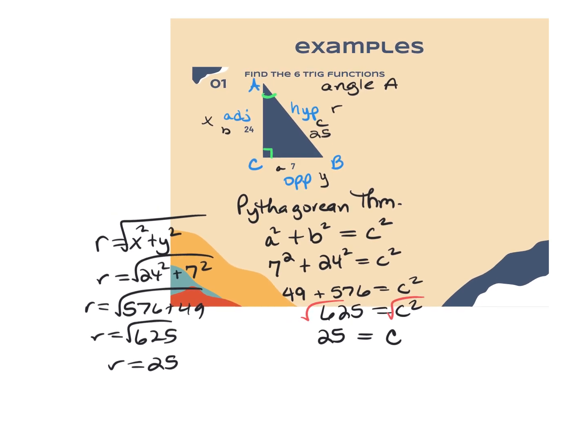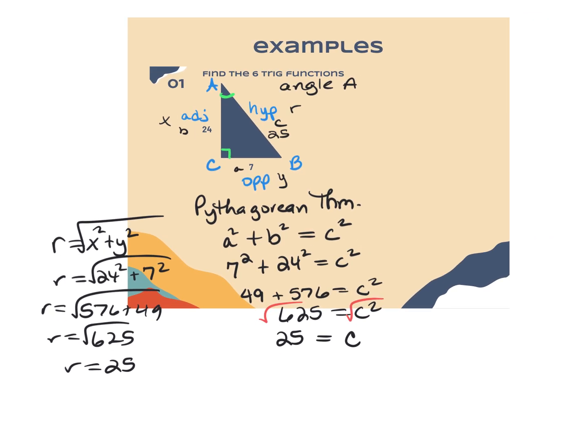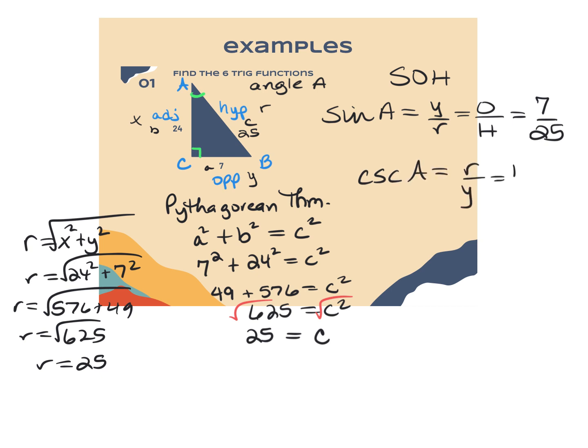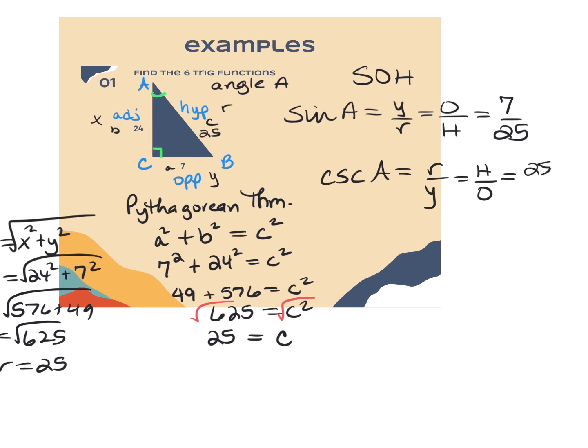So now, let's go ahead and fill them in. So I want to find the sine of A, and remember you're going to memorize this as either y over r, or we could use our SOHCAHTOA, so this would be SOH, opposite over hypotenuse. So my opposite is 7, my hypotenuse is 25. Then its reciprocal is cosecant. Flip the fraction, r over y, or hypotenuse over opposite, and it's 25 over 7.